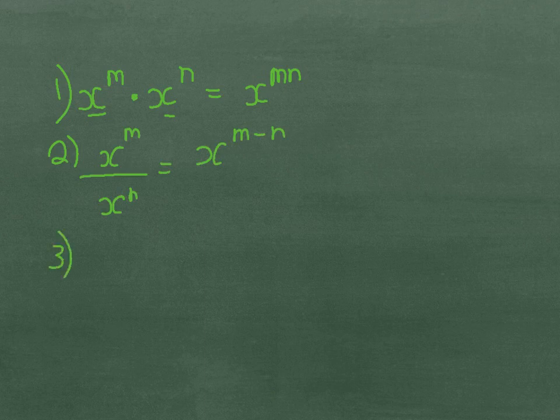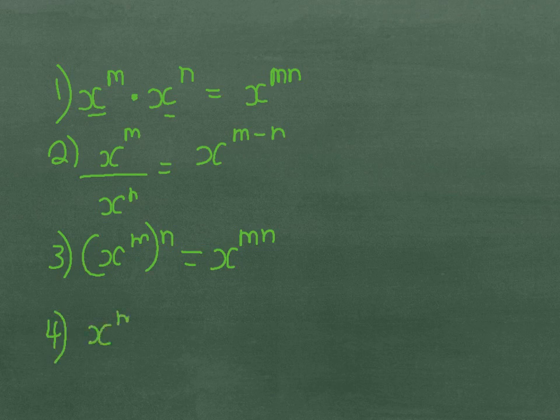Then we said for rule 3, x to the m in brackets with an n exponent on the outside, we do x to the mn. So we multiply them. Our fourth rule was if I have an x to the m, but also another base y to the m, all in brackets to the power of n, we have x to the mn, y to the mn.